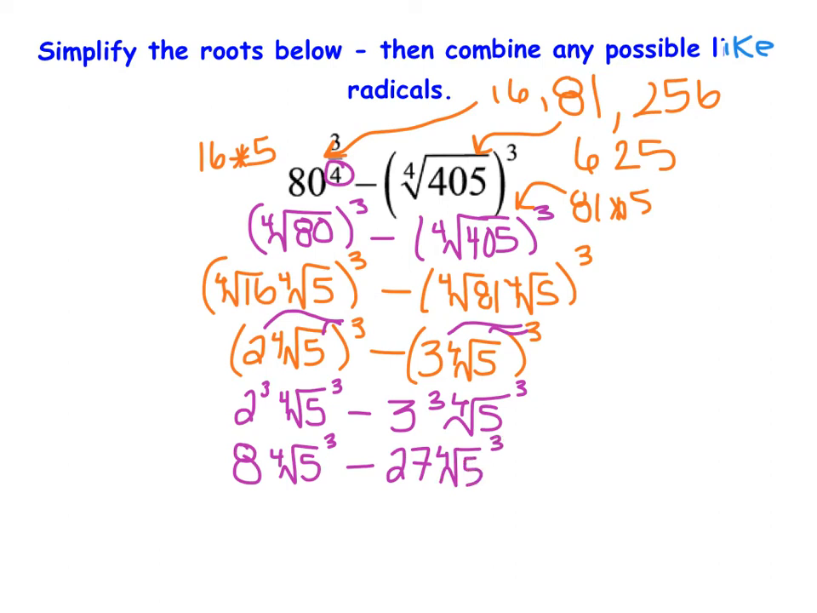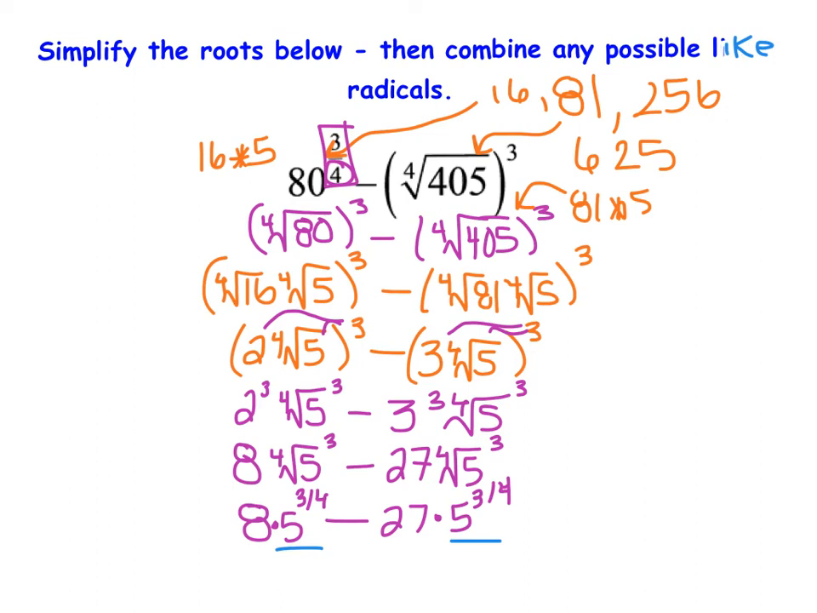Now if you don't like having your root written in this way, we can actually put it back into the fractional exponents and just combine like fractional exponents, because that works just like combining like radicals. So you can rewrite it in this way as 8 times 5 to the power of 3/4 minus 27 times 5 to the power of 3/4. Remember that this really just represents a radical. It's just we're writing it with a fractional exponent. So if we have a like fractional exponent, we also have a like radical.